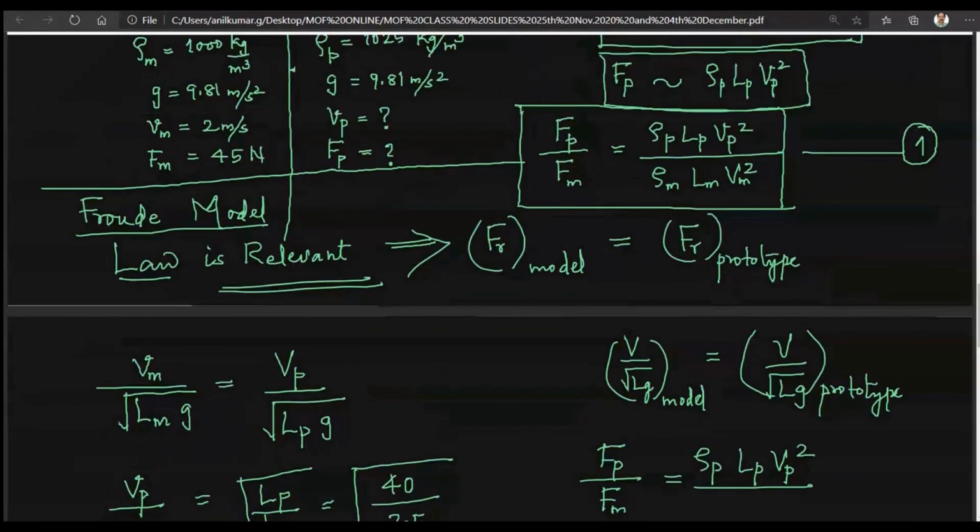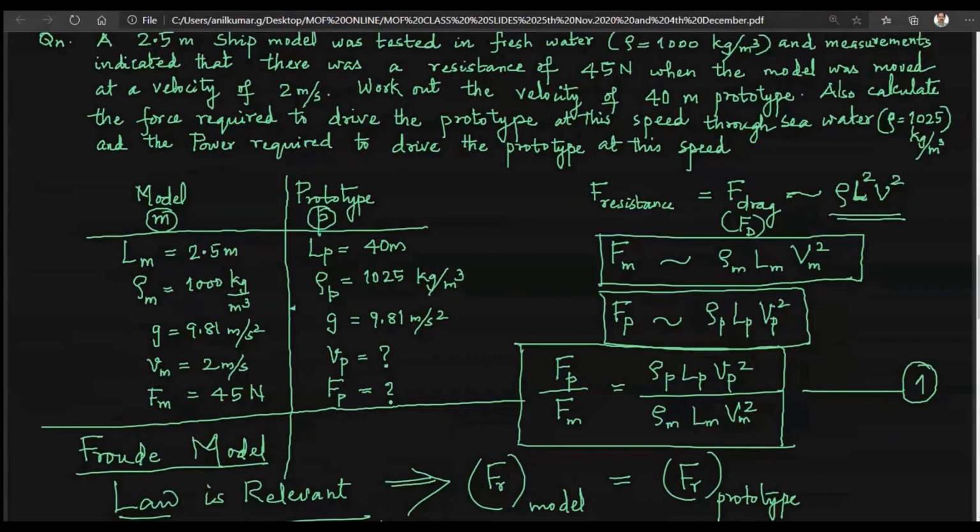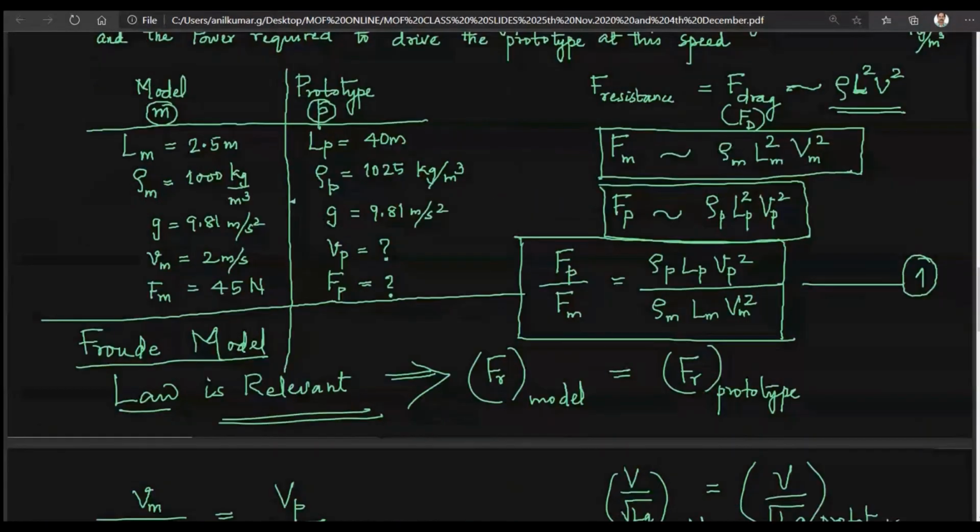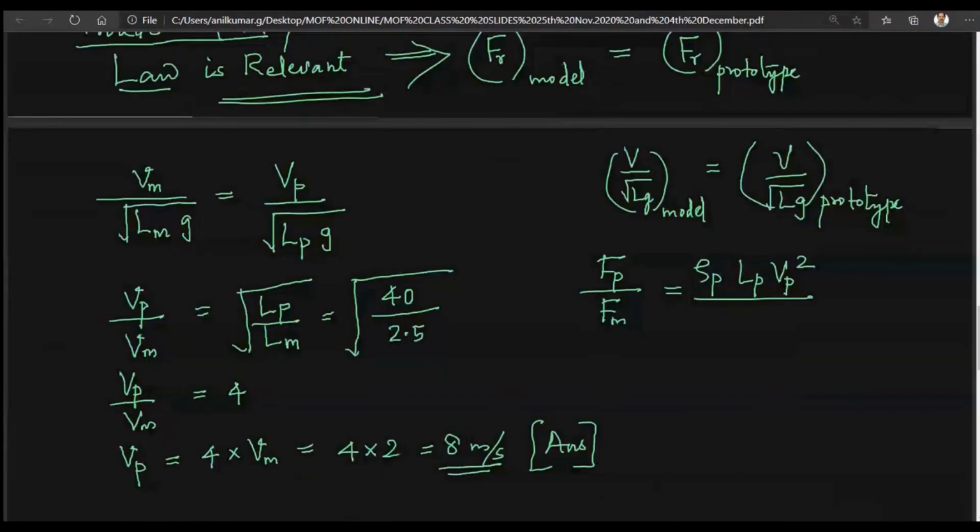See, I made a mistake. I'm really sorry. This force actually is rho A V square, it's not linear dimension, so a linear dimension square has to be taken. So Fp by Fm is rho p Lp square Vp square divided by rho m Lm square Vm square. Since it is rho area V square, it is Lp square. I repeat, because I had written Lp earlier, it is actually Lp square involved in the force expression.